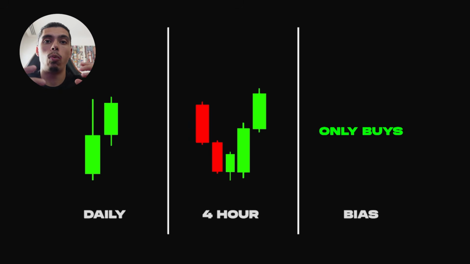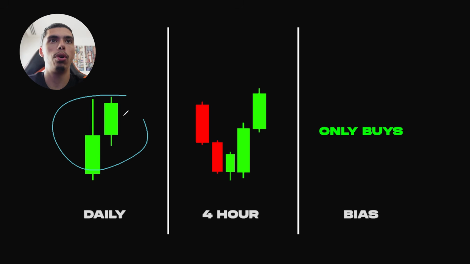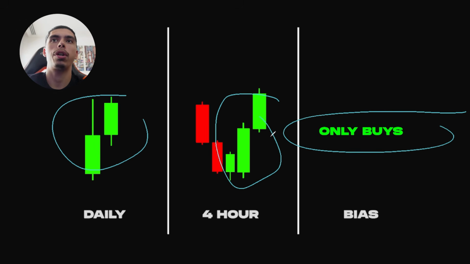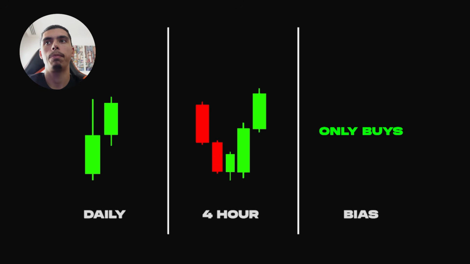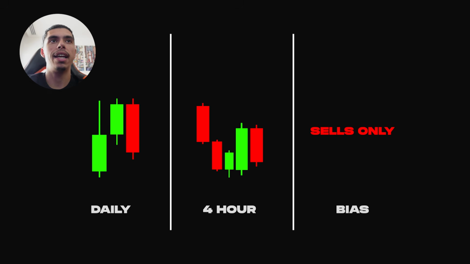So bias is, we're going to utilize the previous daily candle close and the previous 4-hour candle close in order to find bias. So if the previous daily, like we can see here, has closed bullish and the previous 4-hour has closed bullish, I'm only looking for buys, right? Very simple metric there for you. Very clear, very simple to see. Now, if we see previous daily close bearish and the previous 4-hour close bearish, I'm looking for sells only. I can only take sells on that day. So I'm not looking for any buy setups. I'm only looking for sell setups.